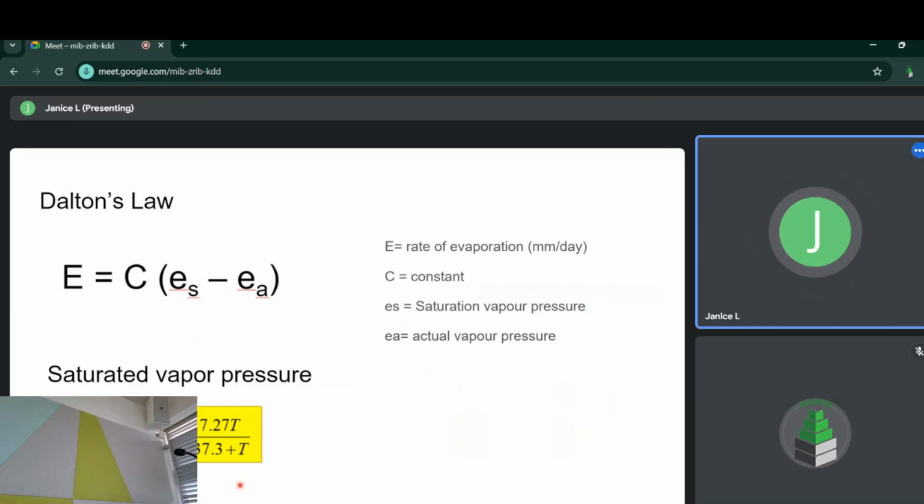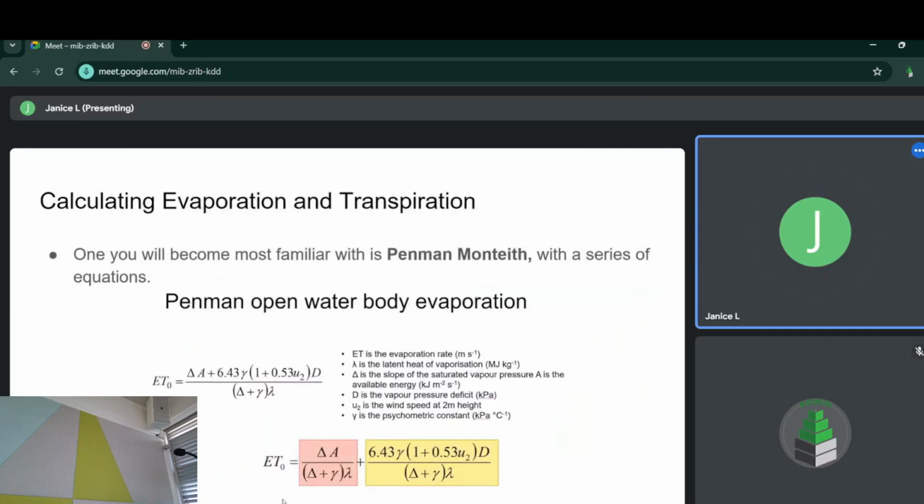The atmosphere can only carry so much humidity. There are many ways to calculate evapotranspiration, and there are three types in total. On this slide you've got potential evaporation and evapotranspiration, and the one you'll become most familiar with is the Penman-Monteith. It's a series of equations, very commonly used for calculating evaporation, and it's the recommended approach in the industry. But it also requires a lot of data and variables, and you can see it there with the Penman open water body evaporation formula.